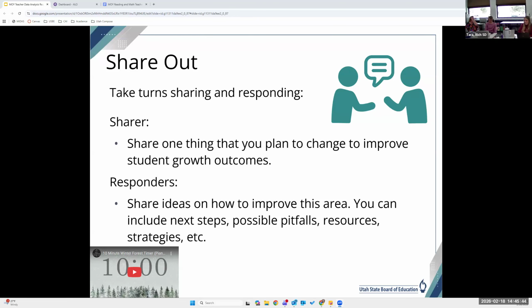Sometimes I feel like the outcome, we say, okay, this is what the benchmark says, and then we progress monitor in between, but it's so far between progress monitors that you don't get that data to see if your changes have helped. Does that make sense?